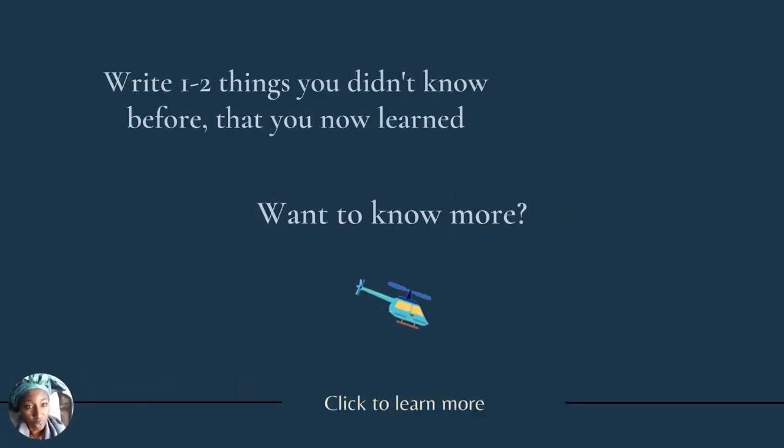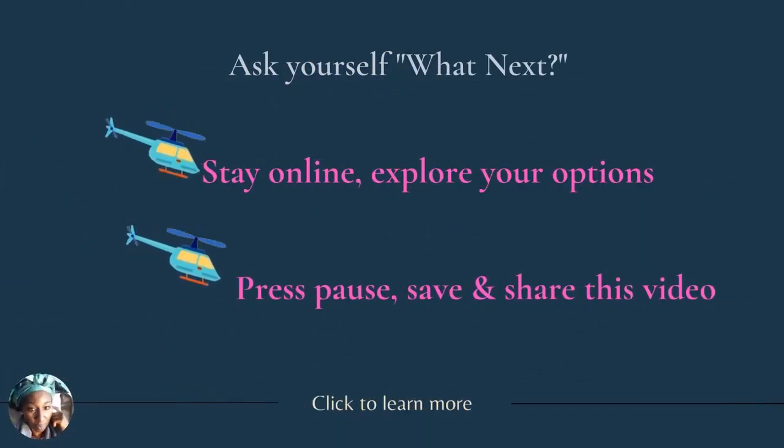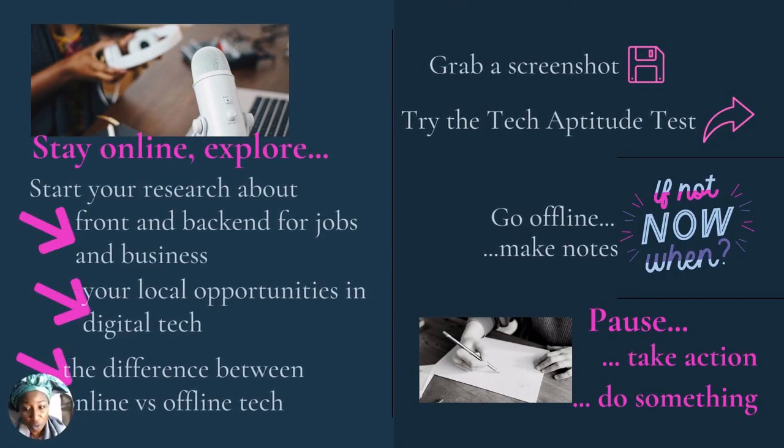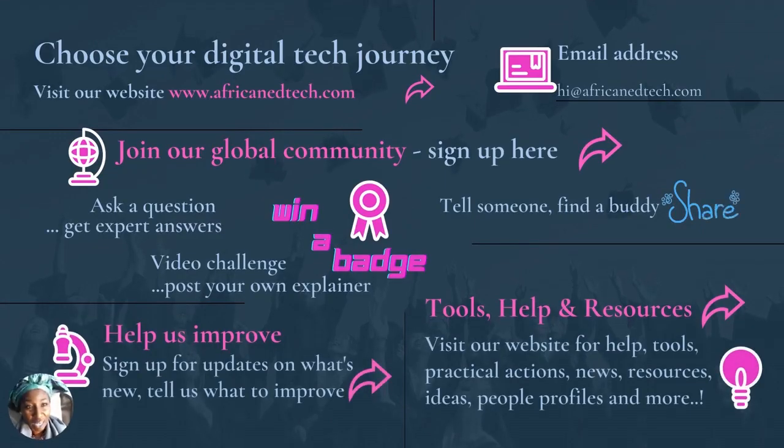So wetin be some things wey you don learn wey you no know before? Write am down. And if you wan know more, click the video. Ask yourself wetin you wan do next. You fit even share the video with another person. Try to learn things online. Check out new things wey dey happen. Abeg my sister, my brother, just do something. Na your digital future be this.